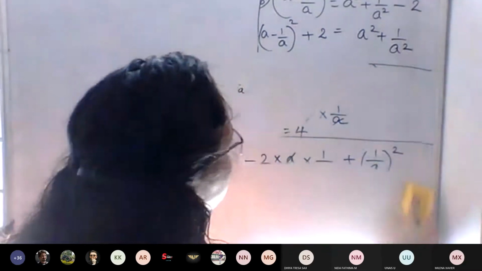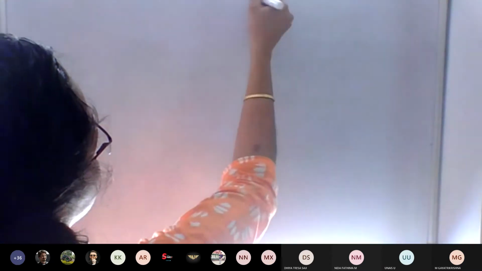A plus b whole square, tell me: a square plus 2ab plus b square. A minus b whole square: a square minus 2ab plus b square. So for exercise 4a, leave 2 pages and on the third page write exercise 4a. At the start you would write the date, but now there is no need to write the date.